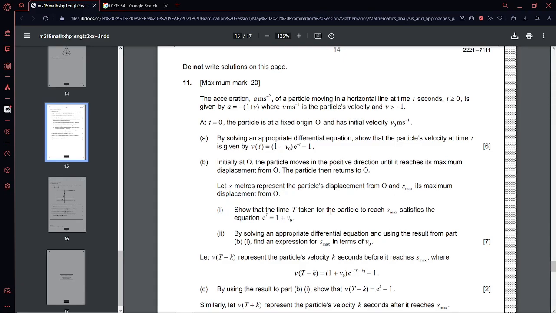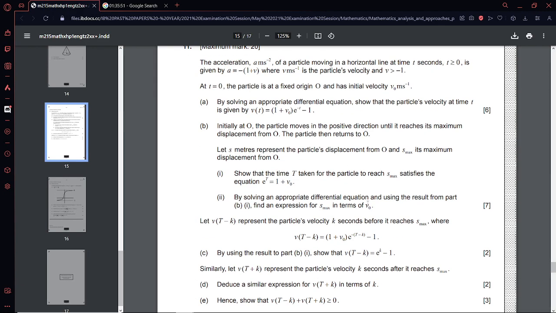Sorry, guys. Solve an appropriate differential equation using the result from part B(i). Find an expression for S max in terms of v0. Okay. What differential equation am I solving? Is it...? Maybe.